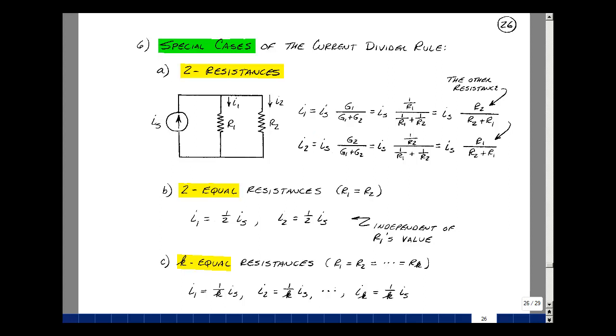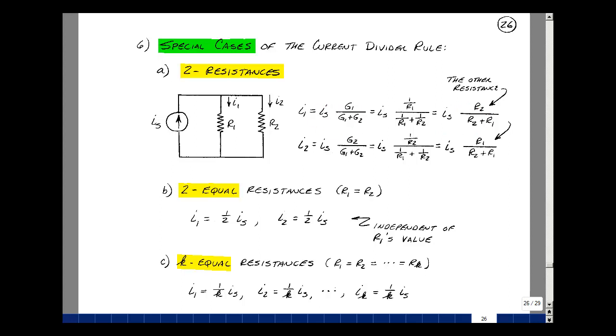But let's convert this into a resistive formula. G1 is 1 over R1, and G2 is 1 over R2. That would be our equivalent expression. Now let's multiply numerator and denominator by R1 R2. I just get R2 over R2 plus R1. For the second equation, R1 times R2 would just give me an R1, and then multiplying R1 R2 by this term, I get R2, and this term, I just get R1. I'm going to call this equation the resistive current divider rule, and this the conductive current divider rule.